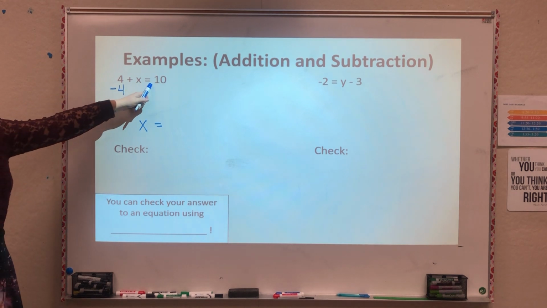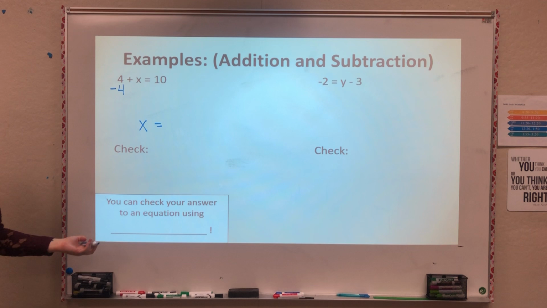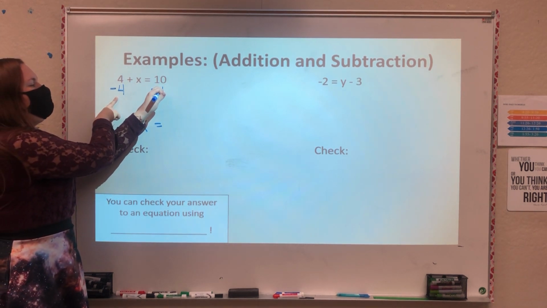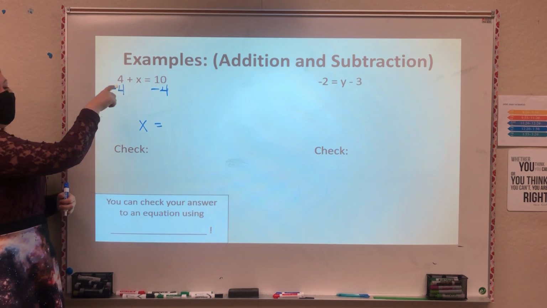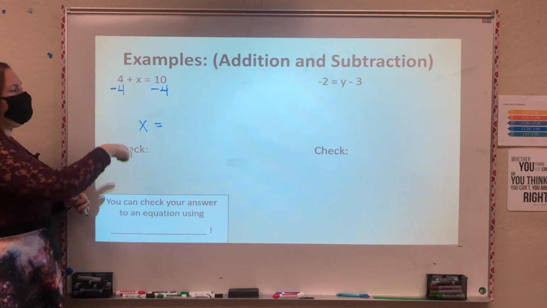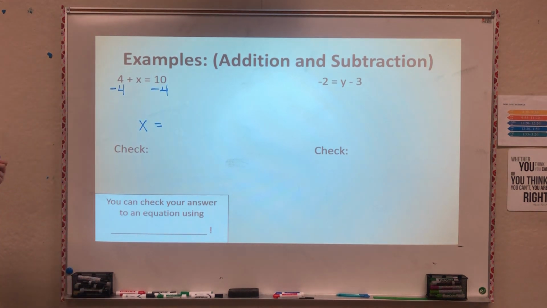Now because it's an equation, we want to keep those sides equal. So whatever you do on one side, you've got to do on the other side. So if I've got minus 4 right here, we're going to come over here and write the exact same thing. If I wrote minus 100 here, I would write minus 100 here. If I write plus 50, I write plus 50. Whatever you write on one side, it's got to be the same on the other.